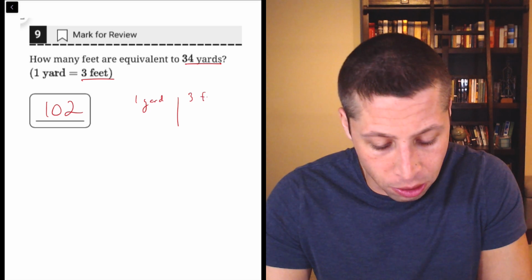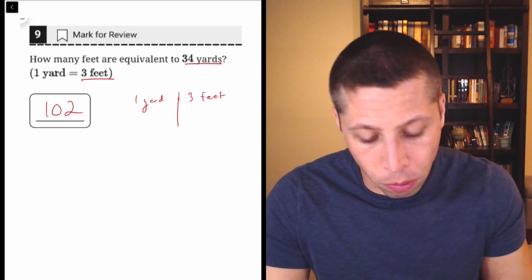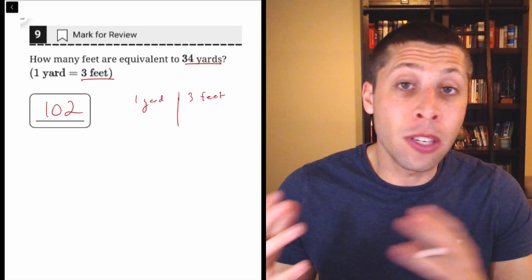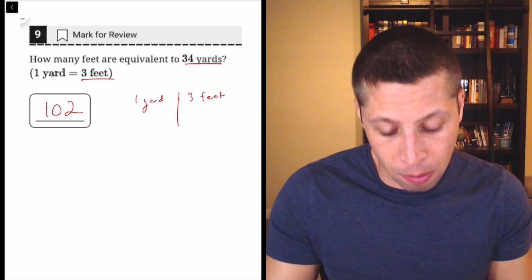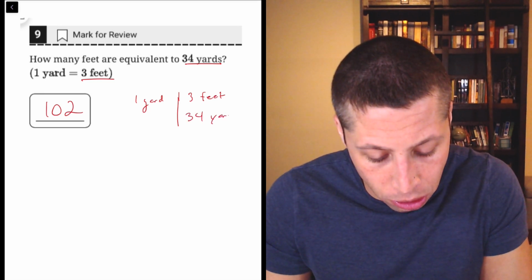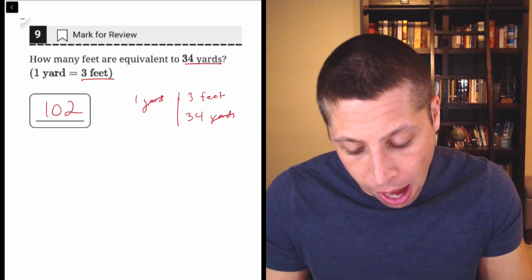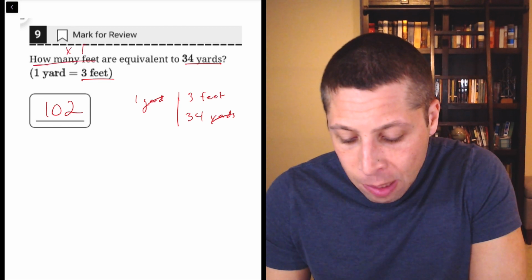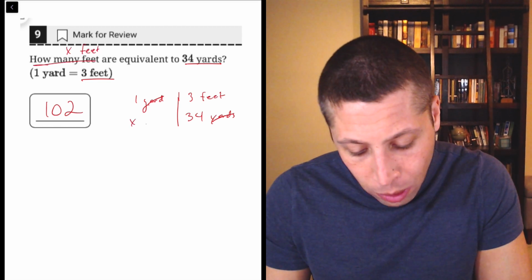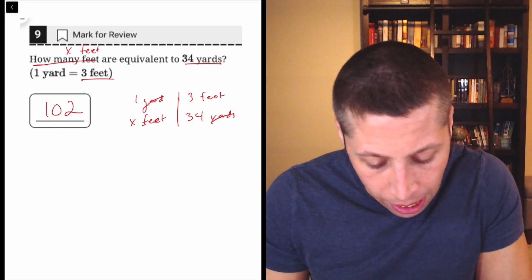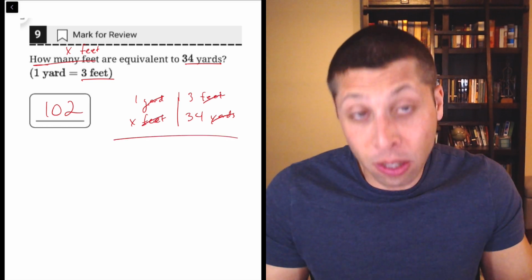So 1 yard is 3 feet. We do 1 on the left, 3 on the right. And then our goal is to have the same unit on both the left and the right so we can cross them out. So I would definitely put 34 yards over here so we can cross them out. And then how many feet is basically x feet, right? So we can do that here as well. And that lets us cross out feet. And that's good. That's exactly what we want.